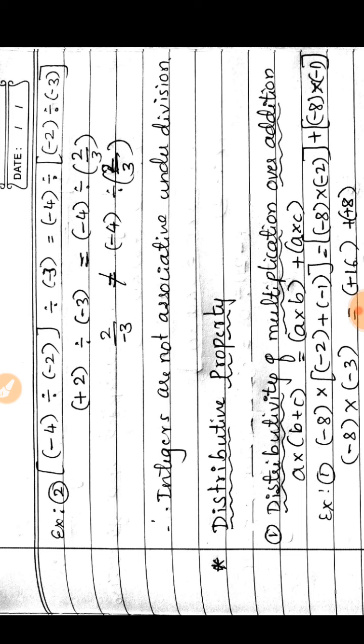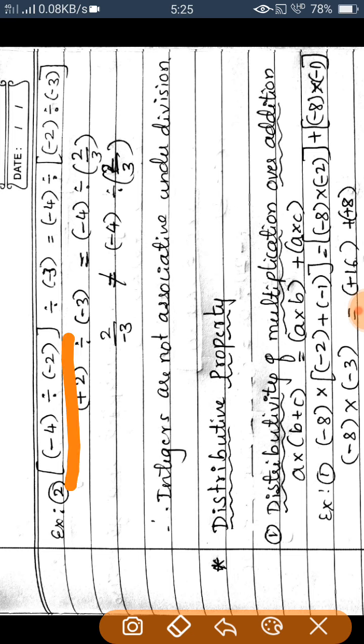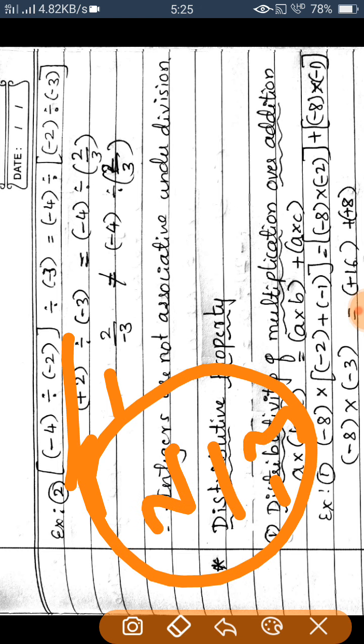But usually I have taken an example. You can check here. 4 by 2 is plus 2 only because minus of minus is plus. Division of -3, I have written the same. So 2 by 3 is again a fraction. It is not an integer here.